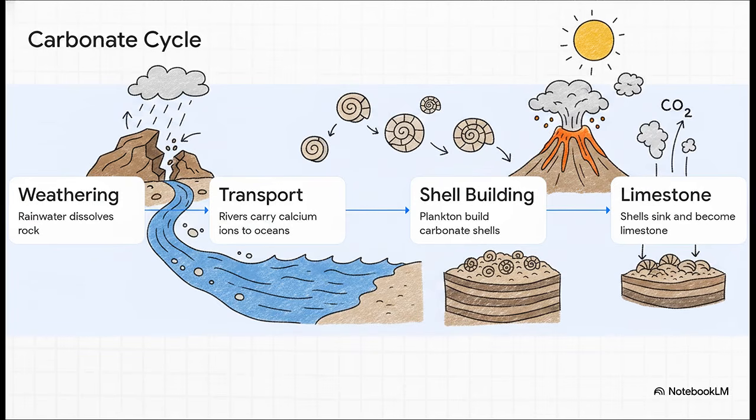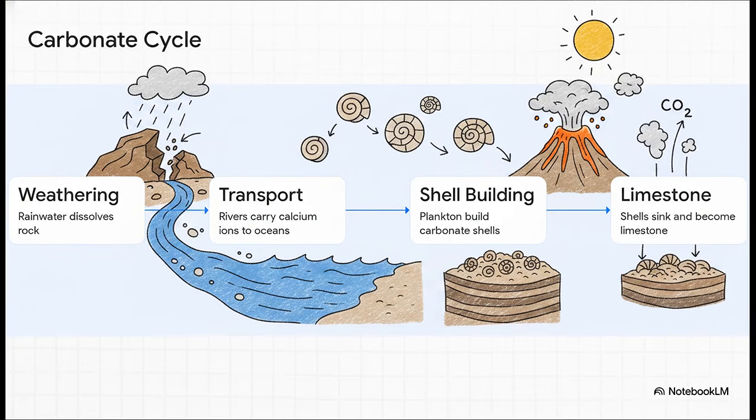Step 1, carbon dioxide in the atmosphere dissolves in rainwater to form a weak carbonic acid, and this slowly weathers and dissolves silicate rocks on land. Step 2, rivers act as a delivery system, carrying these dissolved calcium ions all the way down to the oceans. Step 3, marine organisms, like those plankton we were just talking about, use these ions to build their calcium carbonate shells. And finally, Step 4, when those organisms die, they sink to the seafloor and eventually turn into solid limestone rock. Much later on, tectonic activity and volcanism will release that CO2 back into the atmosphere.